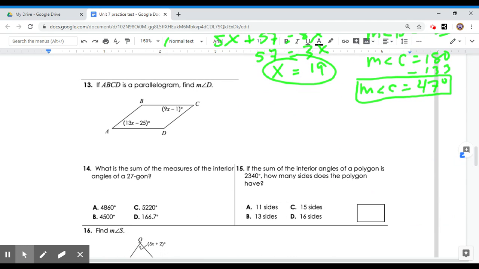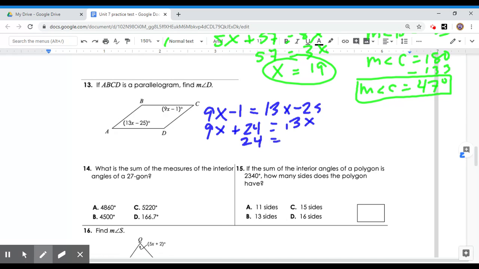All right, so for 13, these are opposite each other again, so you just set them equal to each other. So 9x minus 1. This is actually kind of the same exact question as that one. So 9x minus 1 equals 13x minus 25. Let us add 25 to both sides. So 9x plus 24 equals 13x. Subtract 9x from both sides. 24 equals 4x. Divide by 4, x equals 6.